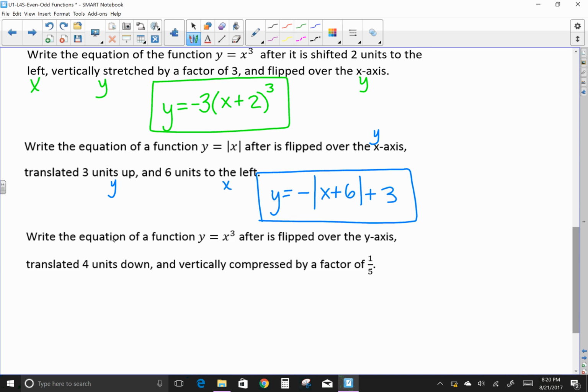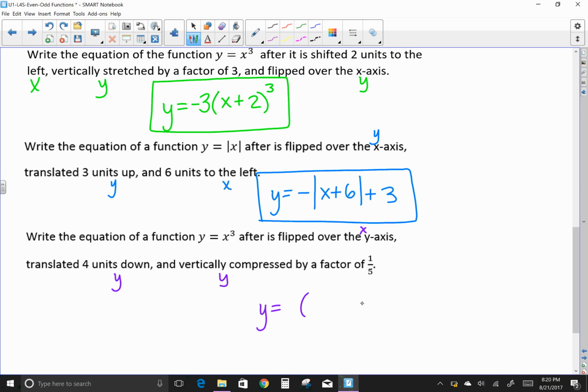It says, write the equation of the function y equals x cubed after it is flipped over the y-axis, so that's affecting the x. Translated 4 units down is affecting the y. Vertically compressed, again, affecting the y. So if I have something with the x, it's inside, so I've got to put these parentheses in here.